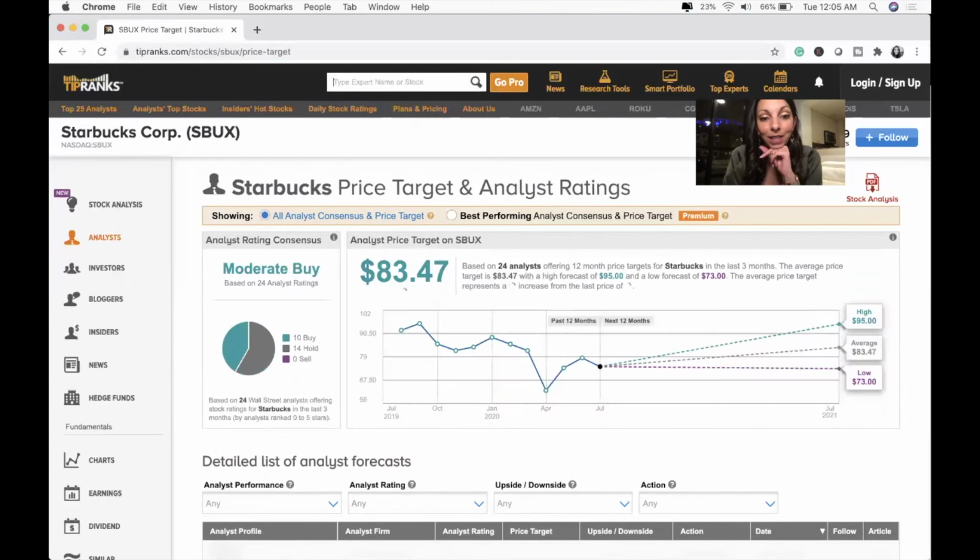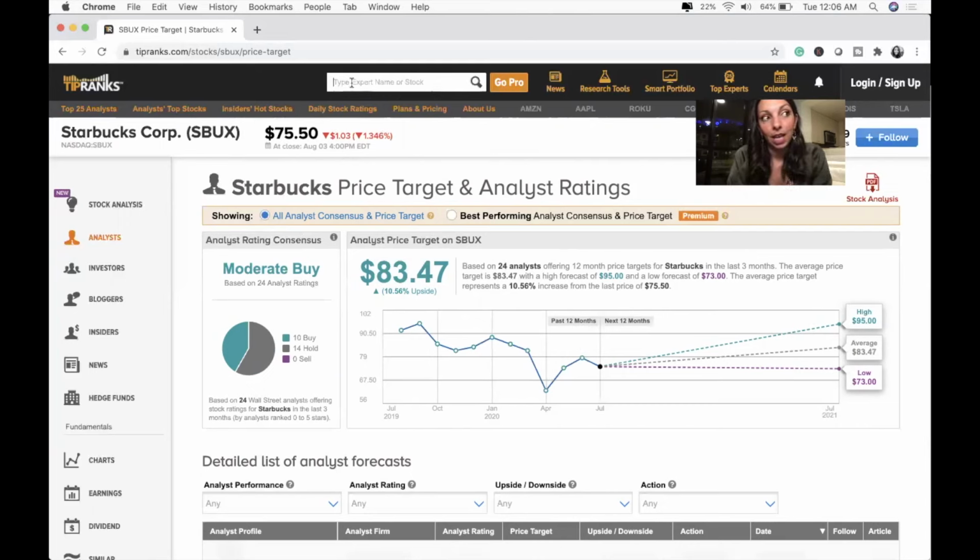Let's see what they're expected to do. 10% upside. Okay. So from where it's at right now, it's at $75. You can see it up in this area right here. This is the number that they expect it to be. So 10% up from the $75 rate that it's at right now.